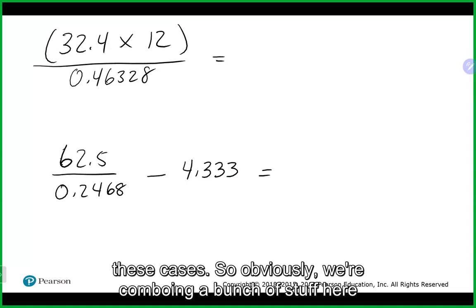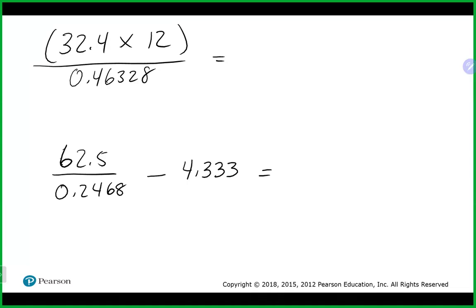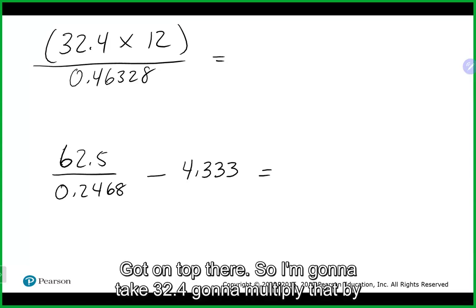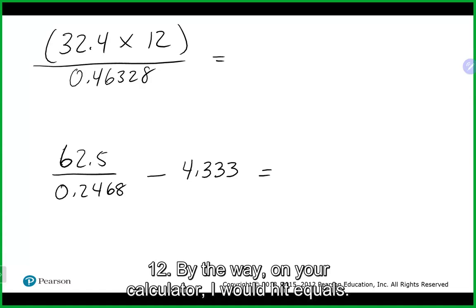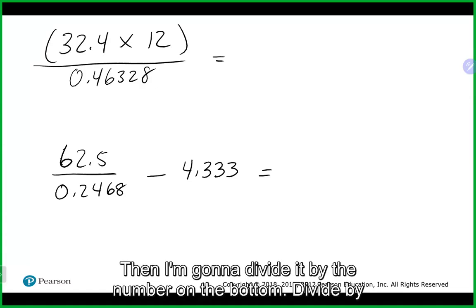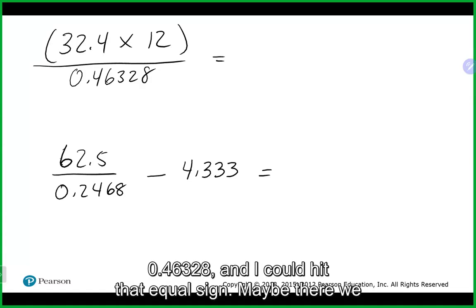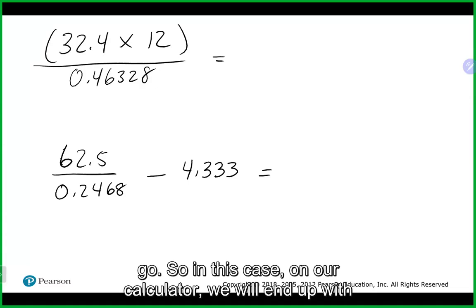So obviously we're combining a bunch of stuff here together. I'm going to take 32.4 and multiply that by 12. By the way, on your calculator, I would hit equals. Then I'm going to divide it by the number on the bottom, divide by 0.46328. And if I could hit that equal sign, maybe, there we go.